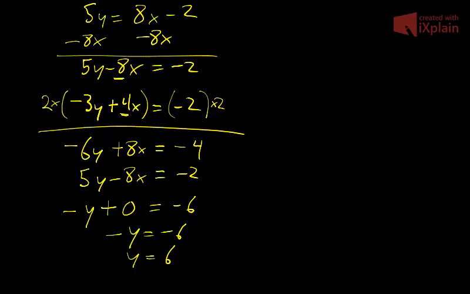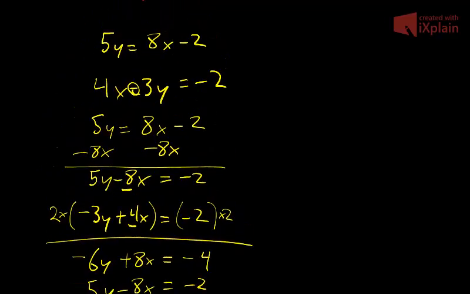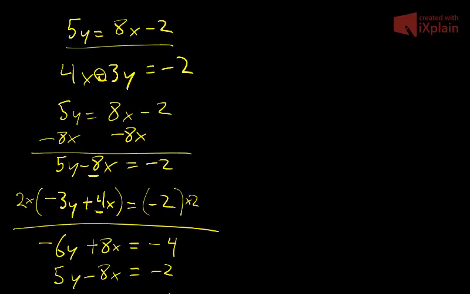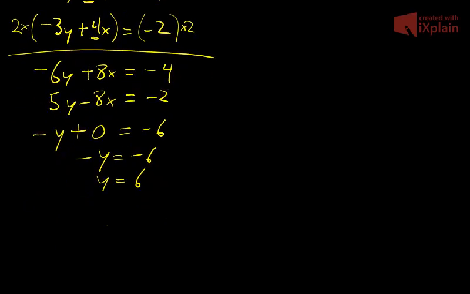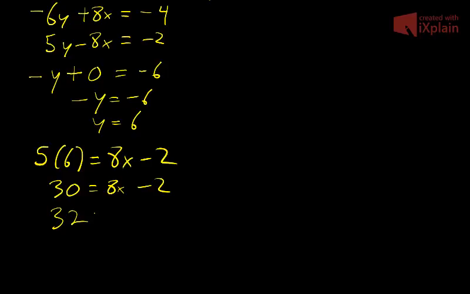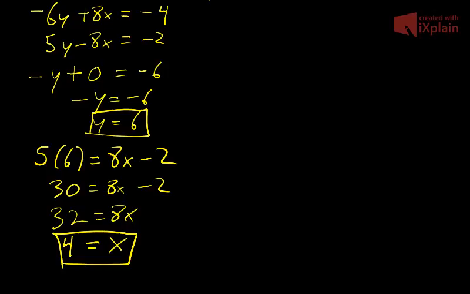I can go back and plug this into an earlier equation. I like to go back all the way to the beginning when I plug these things in. So let's use this one right here. 5y equals 8x minus 2. So 5 times 6 equals 8x minus 2. 5 times 6 is going to be 30, equals 8x minus 2. If I add 2 to both sides, 32 equals 8x, and dividing by 8, I get that x is equal to 4, which is awesome. And I know that y is 6, x is 4. I am done with the problem.